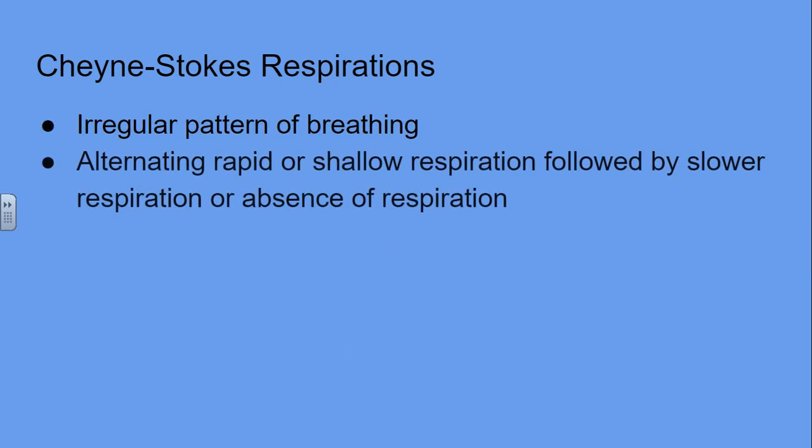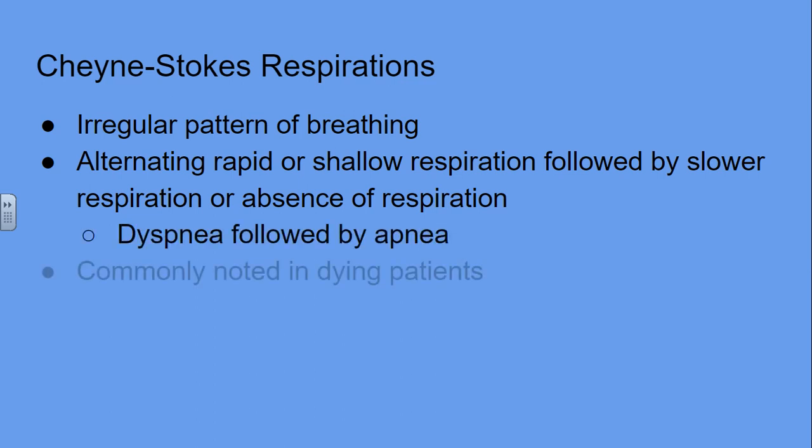Trolling. Yeah. So maybe you'll think of that one because that's where they have irregular breathing while they sleep, so they require a machine. Cheyne-Stokes respirations are an irregular pattern of breathing with alternating rapid or shallow respiration followed by slower respiration or an absence of respiration. Dyspnea followed by apnea, in other words. Commonly noted in dying patients, so when they're about to pass away, you'll notice these Cheyne-Stokes respirations.